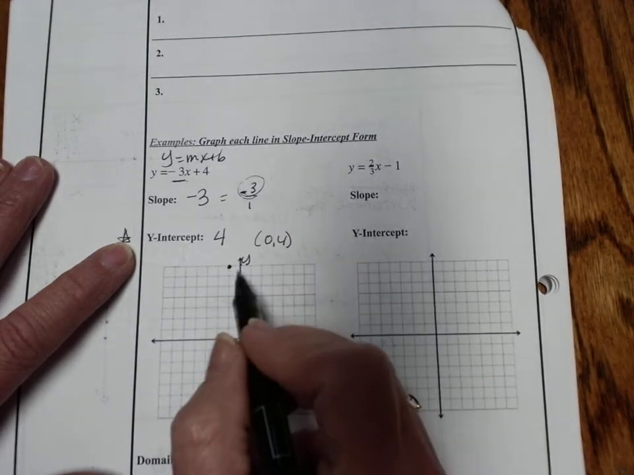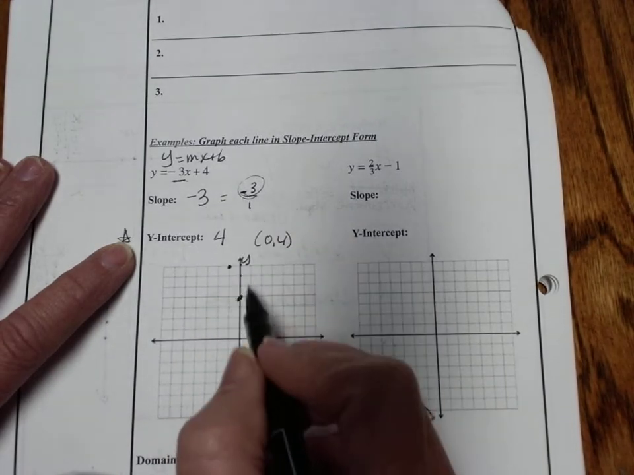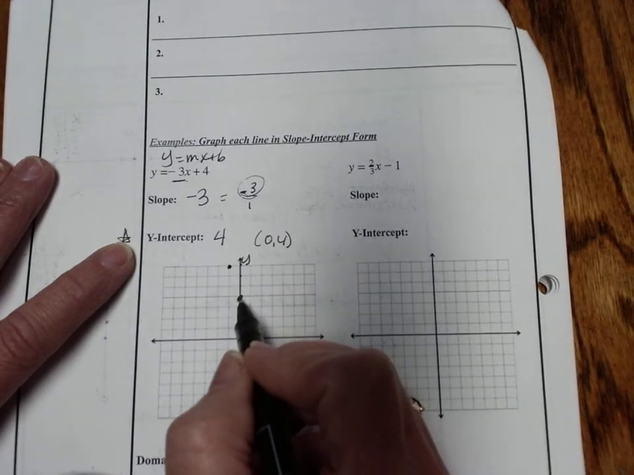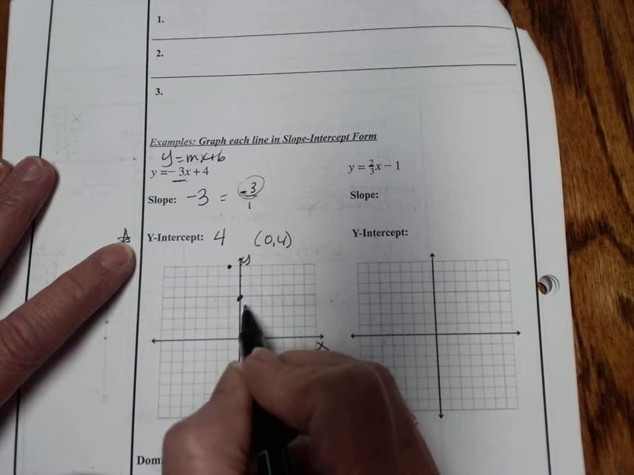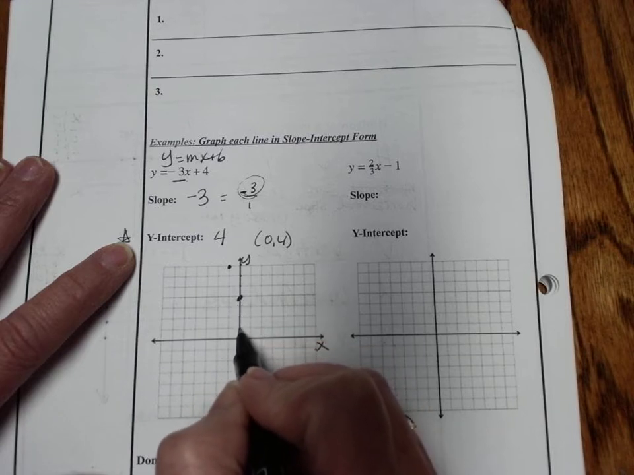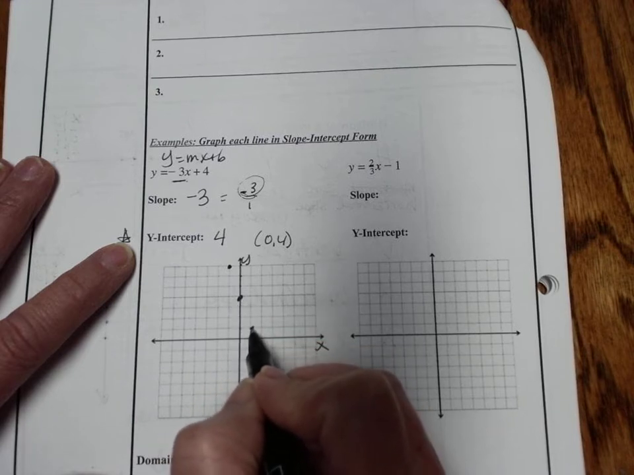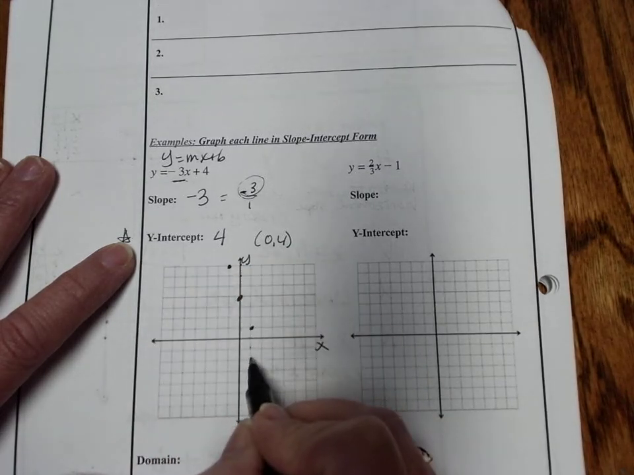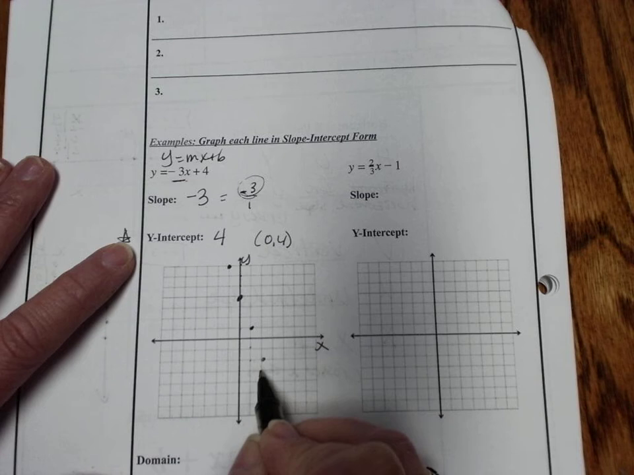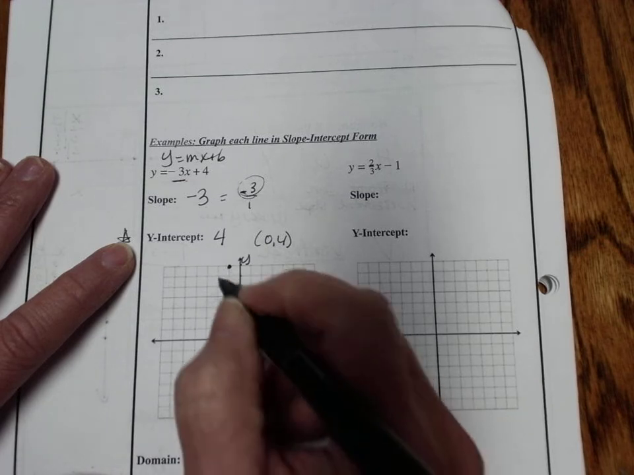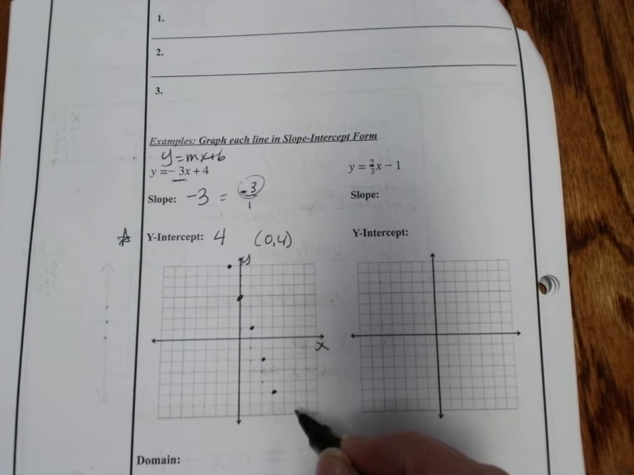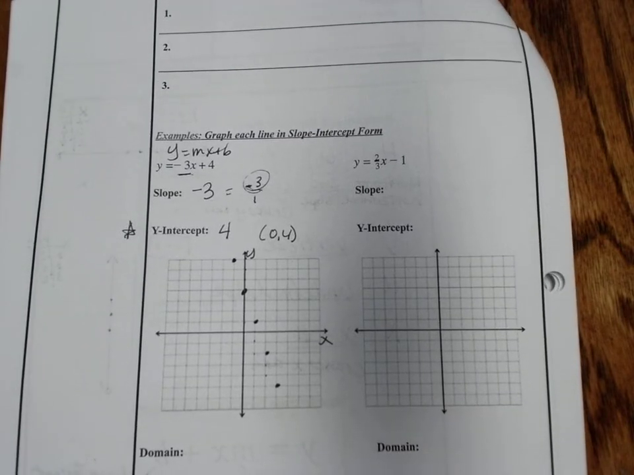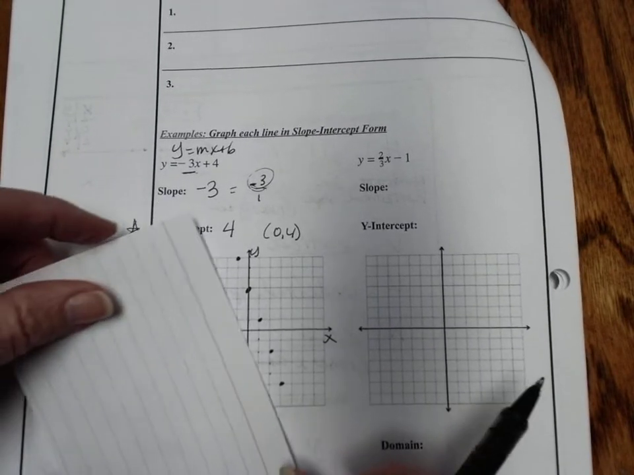Now here's what I'm going to do. I'm not even going to plot just one point. I'm going to go back to my y-intercept. I'm going to do it again. 1, 2, 3, but this time I need to go to the right because I want my line to go downhill. I'm going to go 3 more. 1, 2, 3, go to the right. Down 3, over 1. I'm going to do that all the way through my graph.